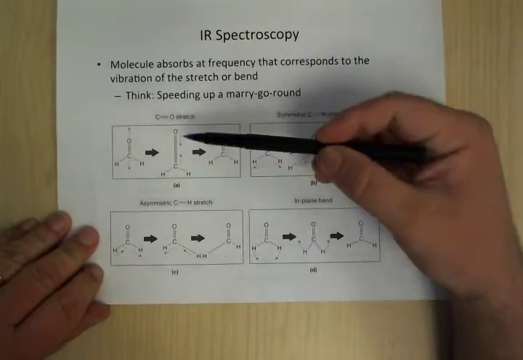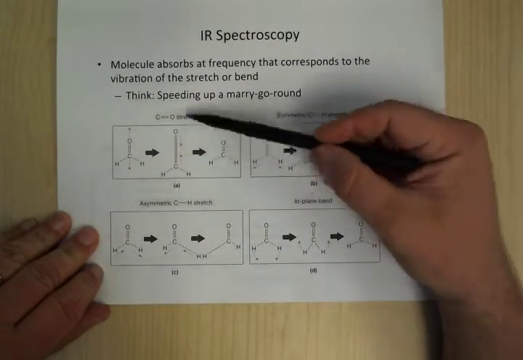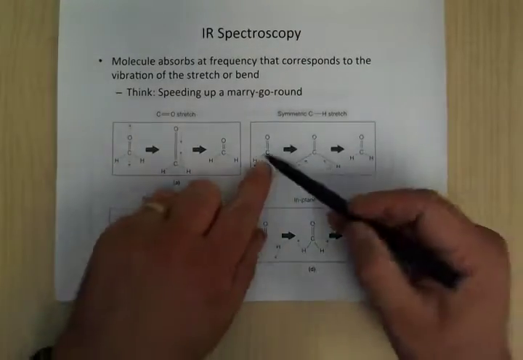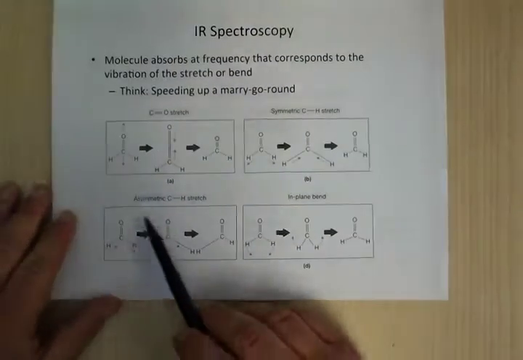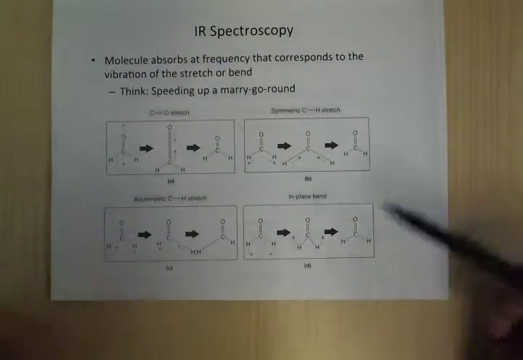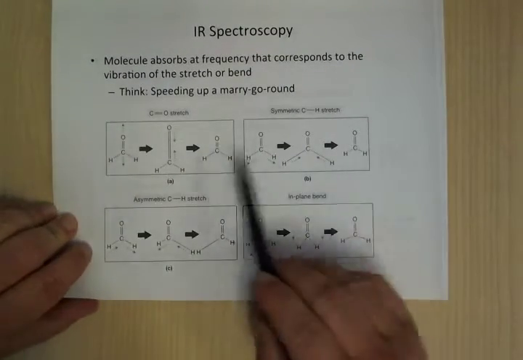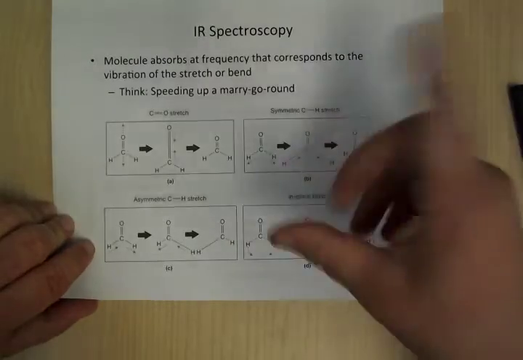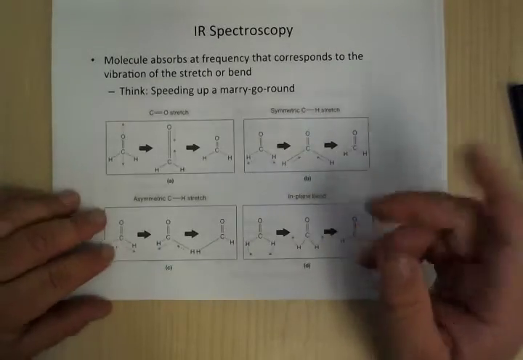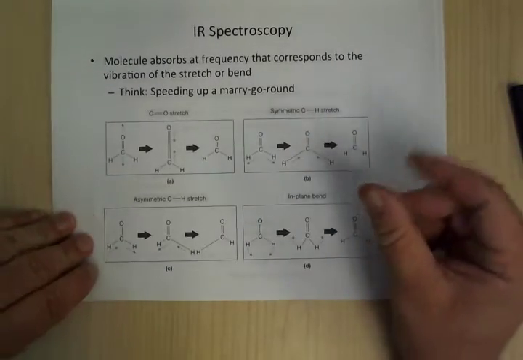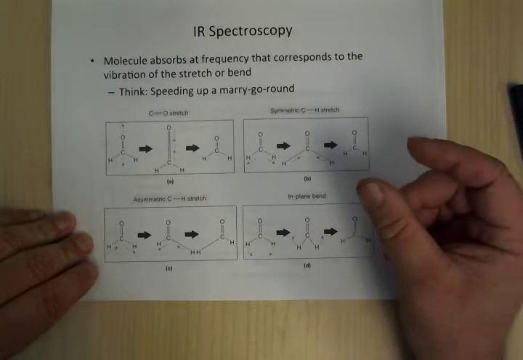You can get these functional groups to stretch up and down, or the CHs can wiggle back and forth, and you can get asymmetrical stretches and in-plane bending, and all sorts of other modes. These different stretching modes each correspond to a vibration with a frequency of light.